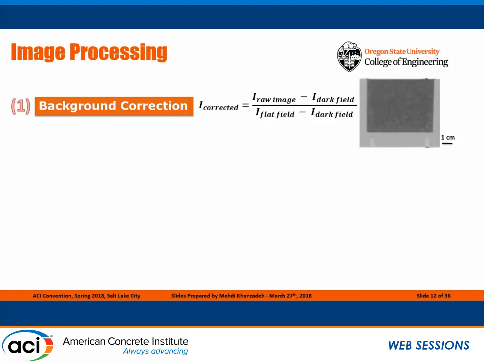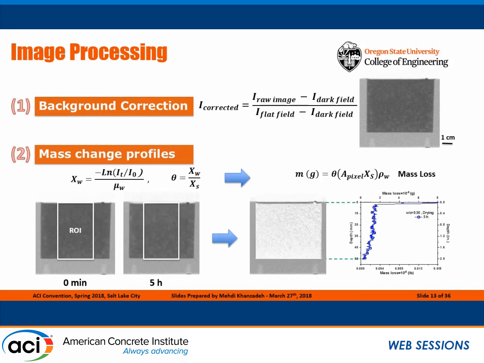So here's a brief overview of the image processing. The first step is background correction by using flat field and dark field images, as shown in this example using this formula. The second step is that we can get the mass change profiles from this method at high resolution. For mass change, I'm calculating the water thickness at different locations or different pixels, as shown here. Then I can calculate the volumetric water content, and I can convert that to the mass at different pixels, as shown here.